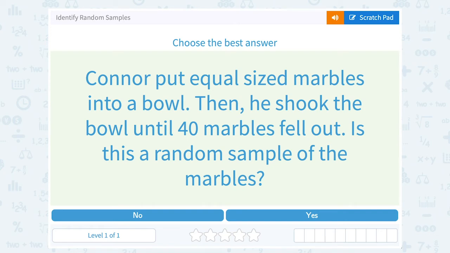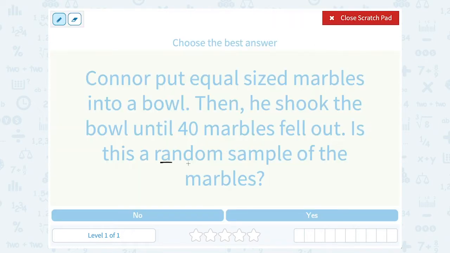Let's take a look at how to identify random samples. Connor put equal-sized marbles into a bowl, then he shook the bowl until 40 marbles fell out. Is this a random sample of the marbles? Well, first, let's take a look at that vocabulary, random sample, and think about what it means.